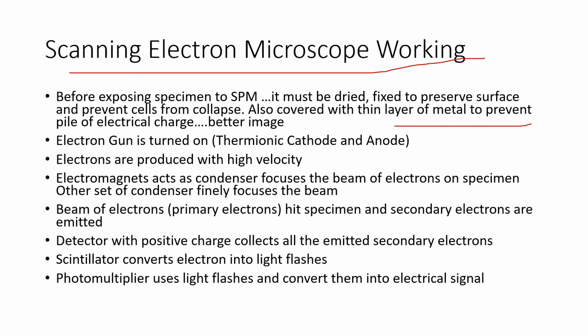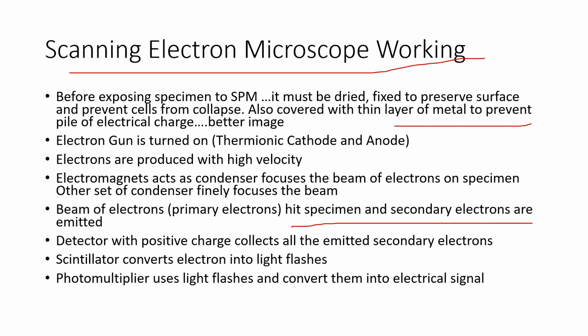Okay, so that is one set of condenser lenses. It might be possible that two sets of electromagnets are used again to make that blunt beam into an even more pointed beam. Now that beam of electrons, called primary electrons, hits our specimen and secondary electrons come out.